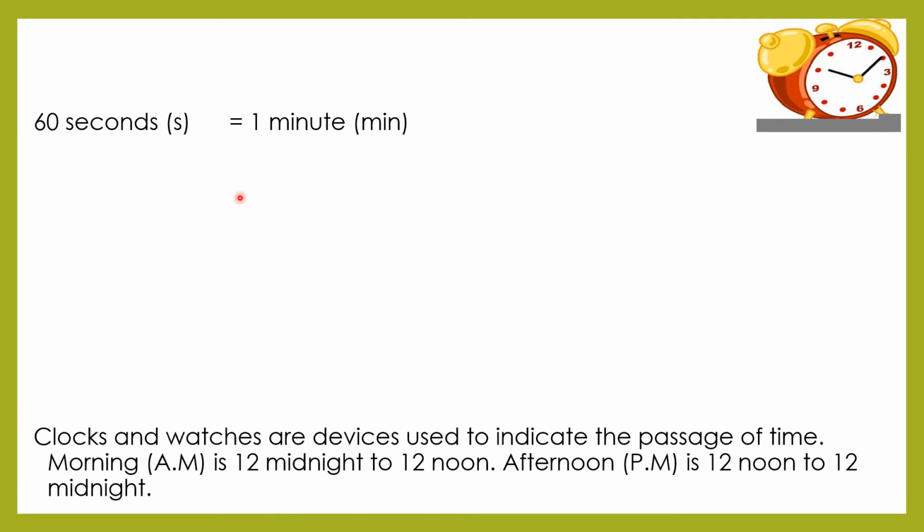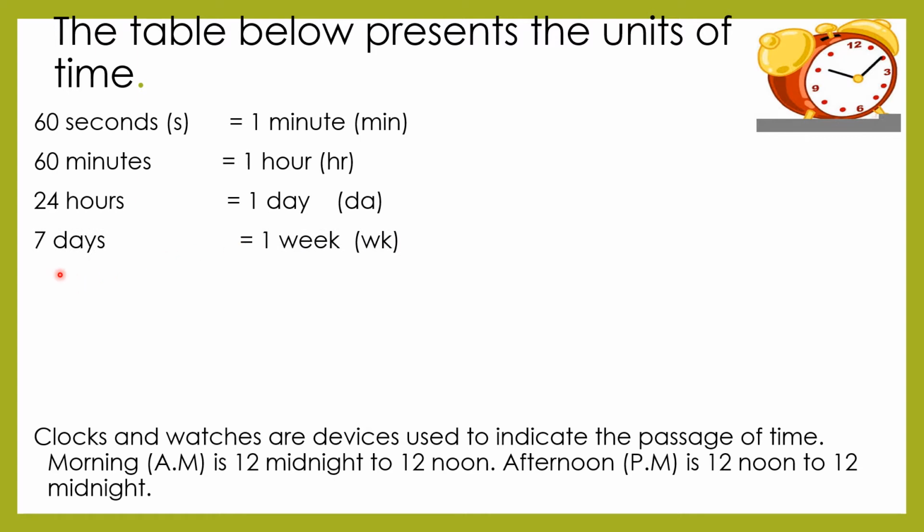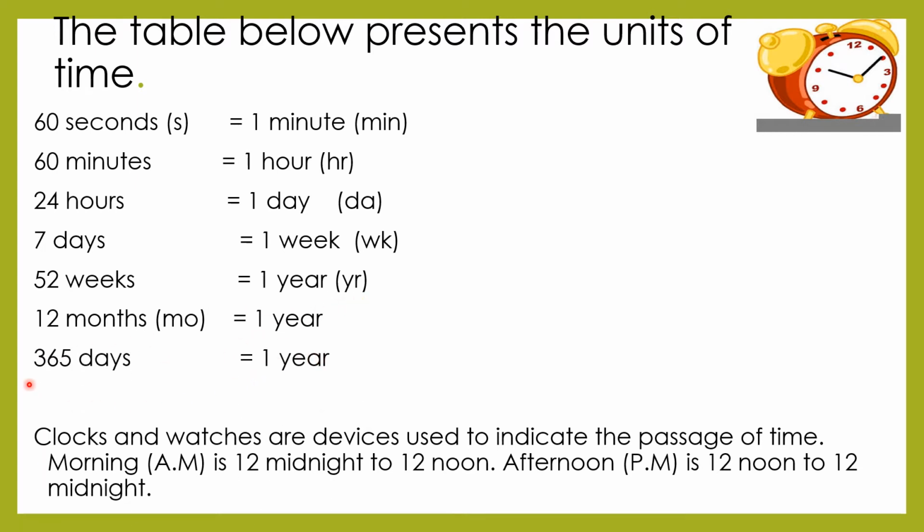Okay, we have the units of time. The table below presents the units of time. Remember, 60 seconds equals 1 minute. 60 minutes equals 1 hour. 24 hours equals 1 day. 7 days equals 1 week. 52 weeks equals 1 year. 12 months equals 1 year. 365 days equals 1 year. 366 days equals 1 leap year.